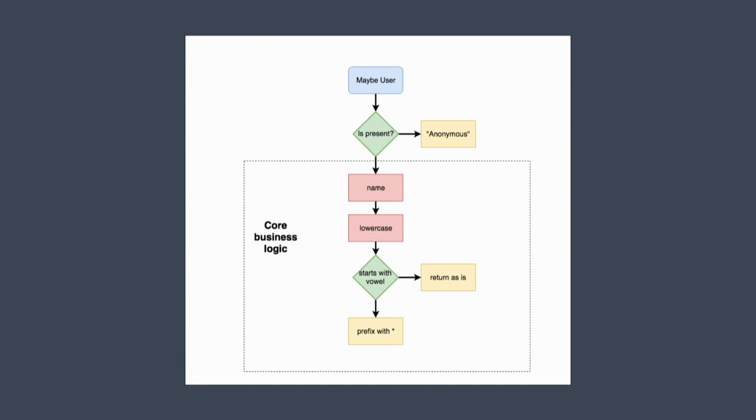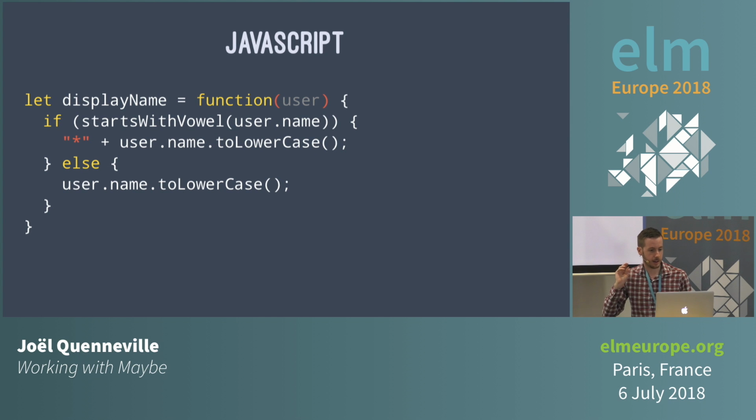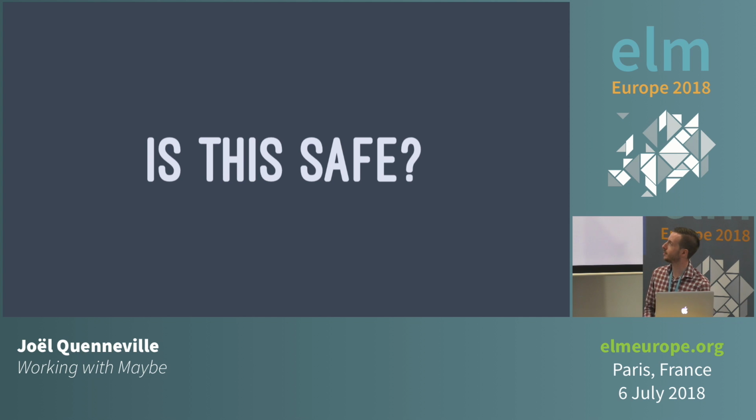So if we ignore the anonymous users for a second and take a look at how we might write this in JavaScript. We have a function here, and we take in a user as an argument. And if the user's name starts with a vowel, we prefix it with an asterisk and lowercase it. Otherwise, we just lowercase it, and we're good. Now the question is, is this safe?